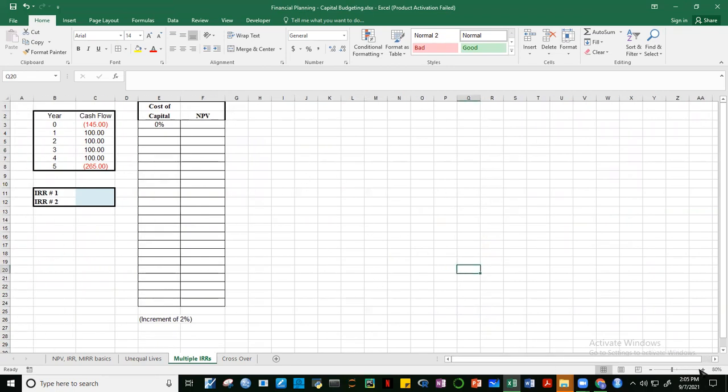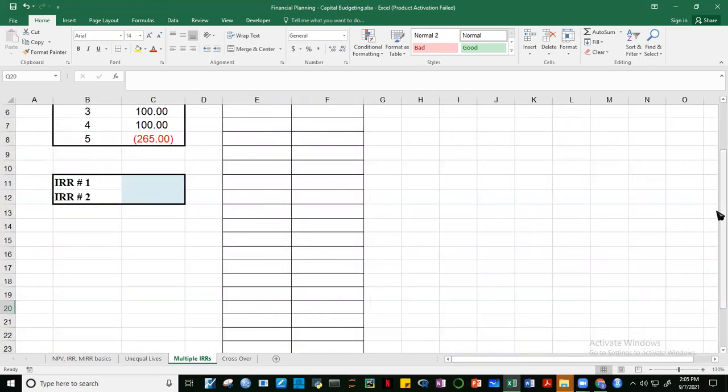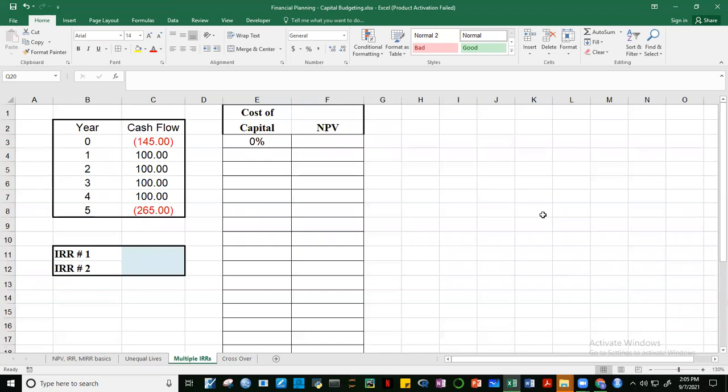Okay, so let's go here. Multiple IRRs. Pwede pala mag-multiple IRRs. Okay. Now, what's so extraordinary about our cash flow here? Do you see something weird or something different about our cash flow for this project? What's your observation, guys? Ano yung kakaiba compared to the cash flows that we have discussed before?